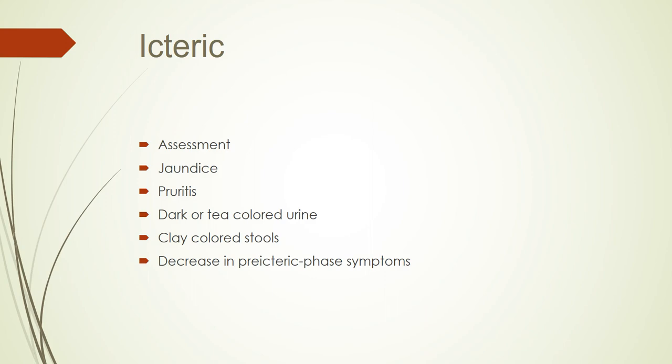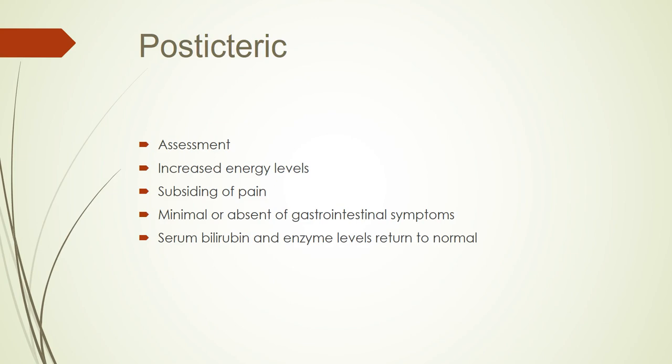I think the biggest thing that you can take from the fact that patients with hepatitis are going to have is that dark or tea-colored urine, the clay-colored stools, and the jaundice. With post-icteric, you're going to see an increase in energy levels, subsiding of pain, minimal or absent gastrointestinal symptoms, and the serum bilirubin and enzyme levels will return to normal. So at this point, everything kind of has gone away as far as the symptoms, and it seems like you're feeling much better.